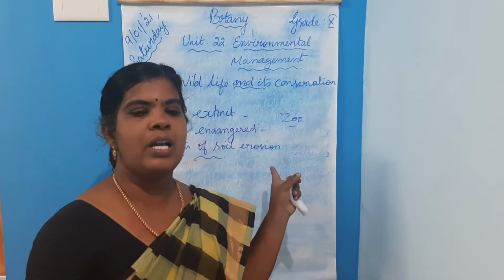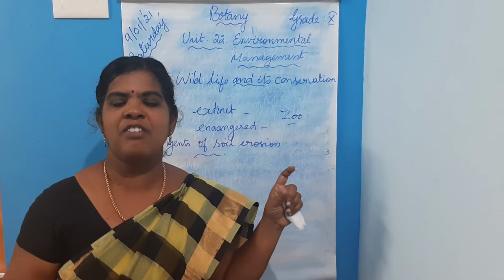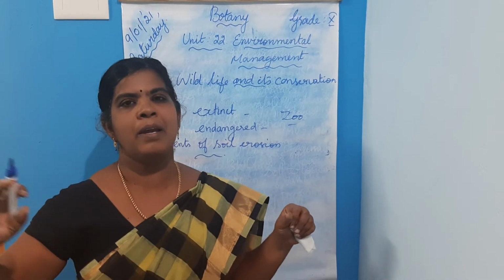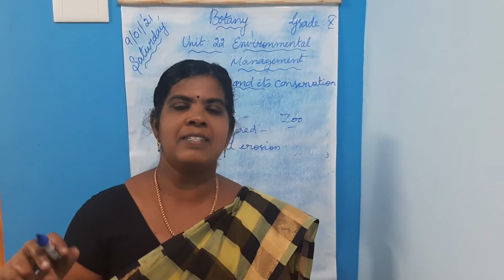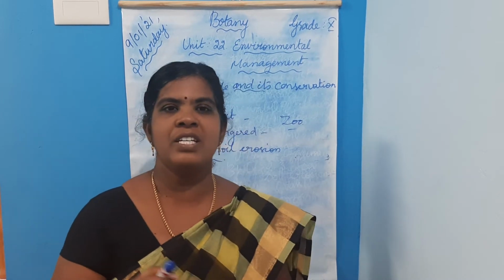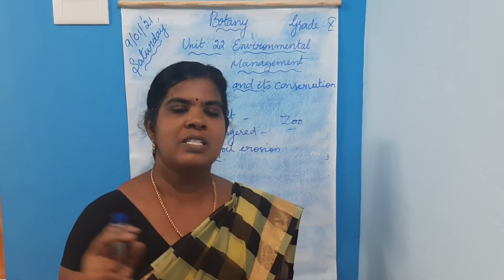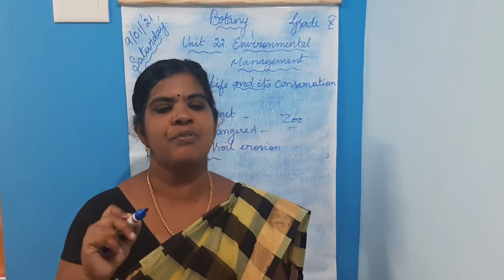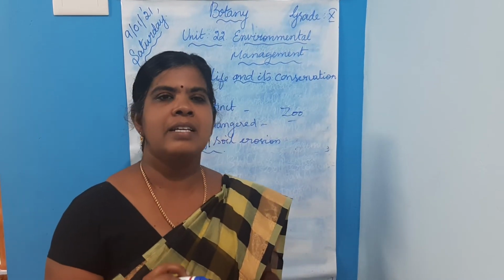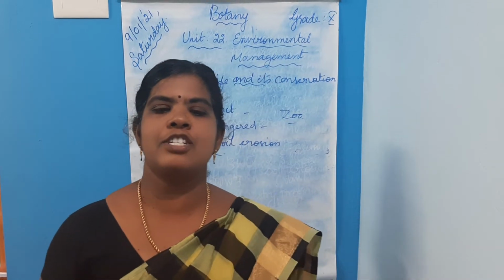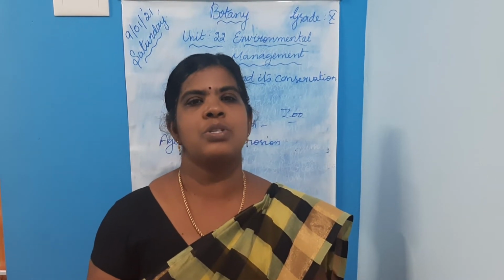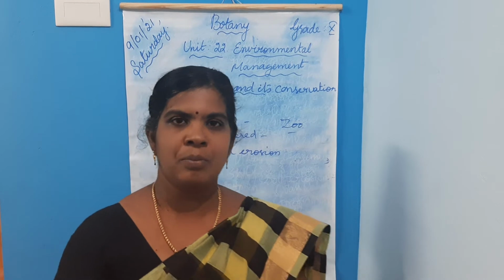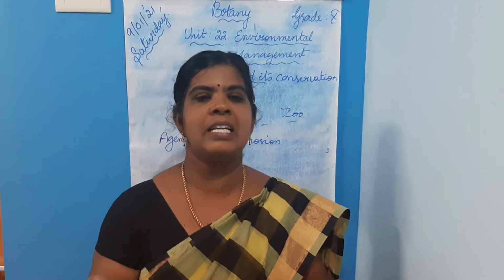What are the agents of soil erosion? High velocity of wind. If the wind speed is very high, it may blow away the topsoil. If there is a flood, the topsoil is washed away by water, isn't it? So high velocity of wind, air current, flowing water, and human activities such as deforestation, farming, overgrazing by cattle all cause soil erosion. Soil erosion may result in the destruction of certain trees and plants.